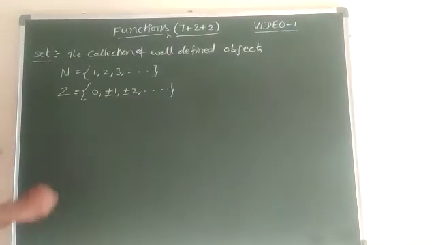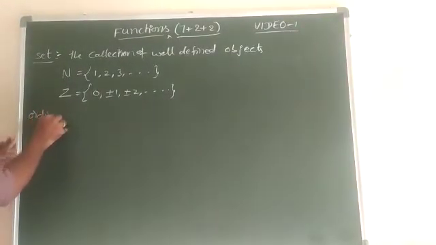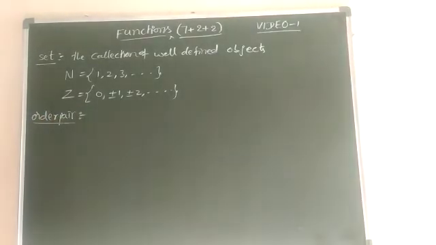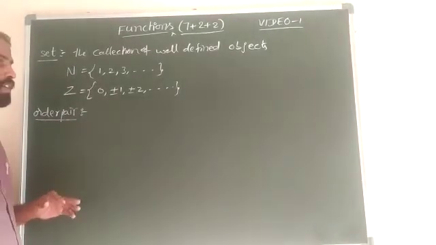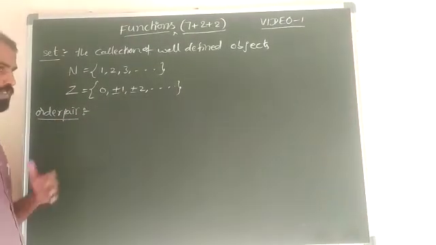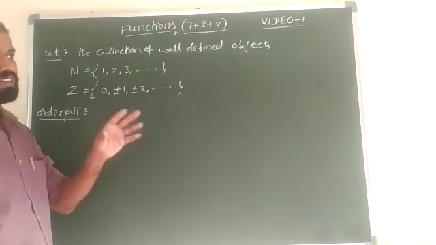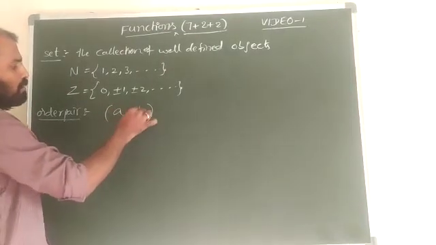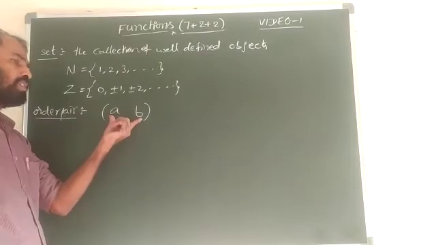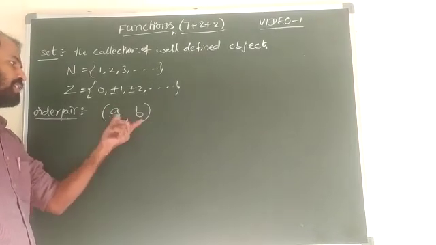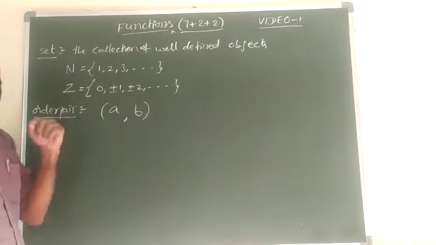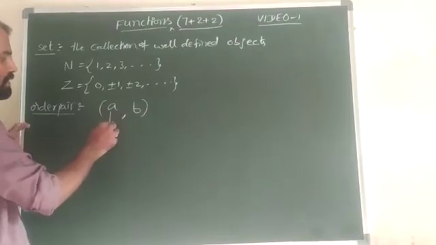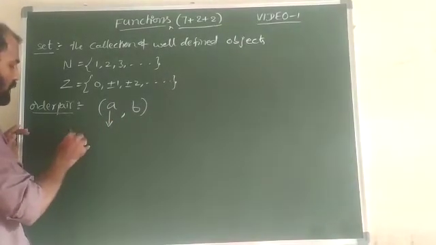Next, ordered pair. If any two elements are listed in the ordered brackets, let those two elements be a, b. Suppose any two elements are listed in the ordered brackets, then it is said to be an ordered pair. Now here in the ordered pair (a, b), a is called the first component.